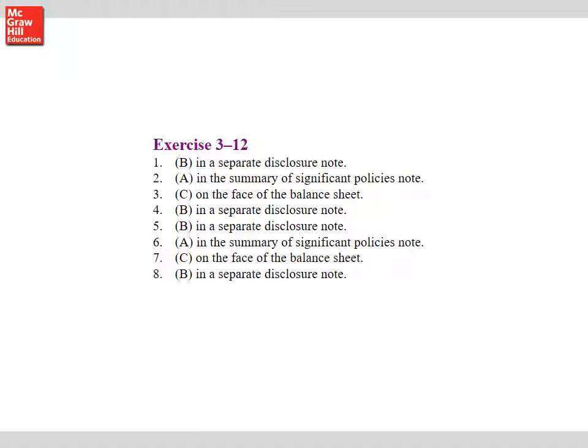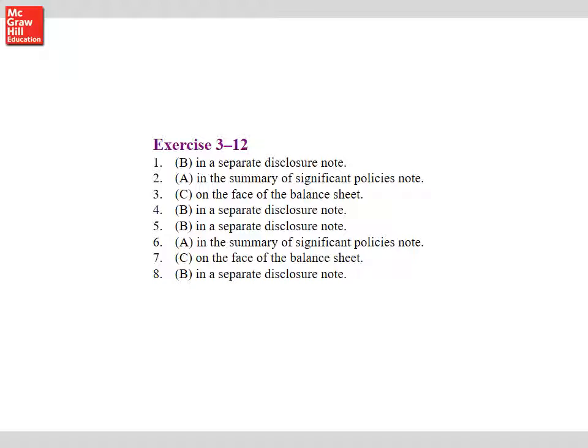Finally, in exercise 3-12, Parkman Sporting Goods. This is on page 144. It's preparing its annual report for 2018. The company's controller has asked for your help in determining how best to disclose the information about these items. So you have to indicate whether you should do a note as a summary of significant accounting policies, which is a required note. It's usually the first one in the notes to the financial statements, a separate note disclosure, or C, on the face of the balance sheet.